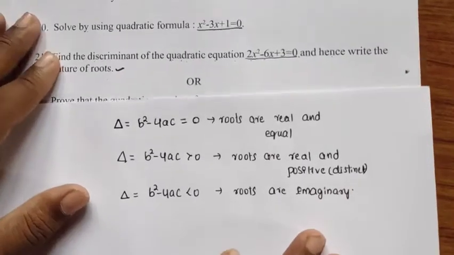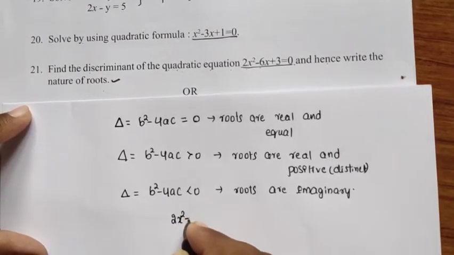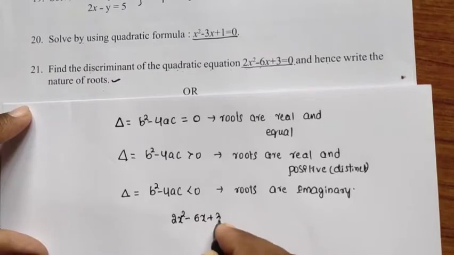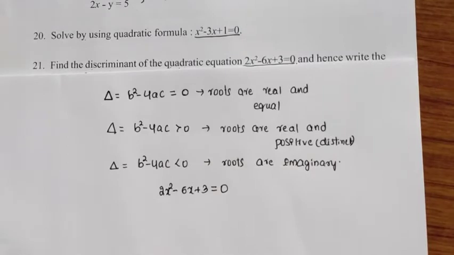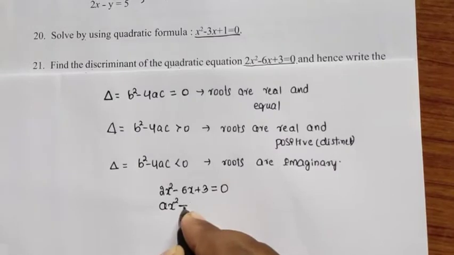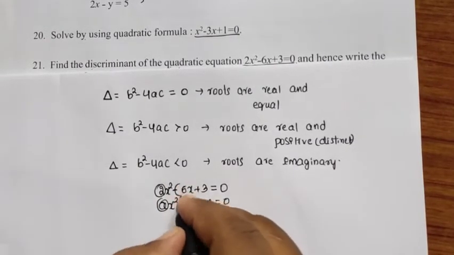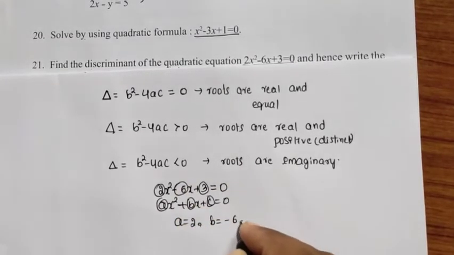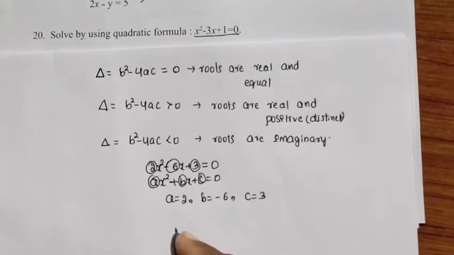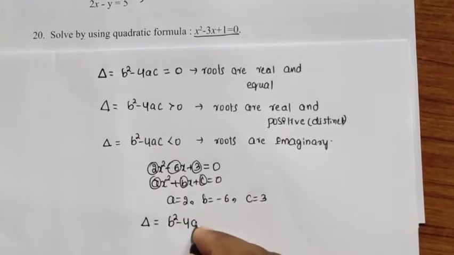And you have the question 2x square minus 6x plus 3 is equal to 0. You compare this with ax square plus bx plus c is equal to 0. So here a is equal to 2, b is equal to minus 6, c is equal to 3. Now you substitute in the formula b square minus 4ac to find the discriminant.